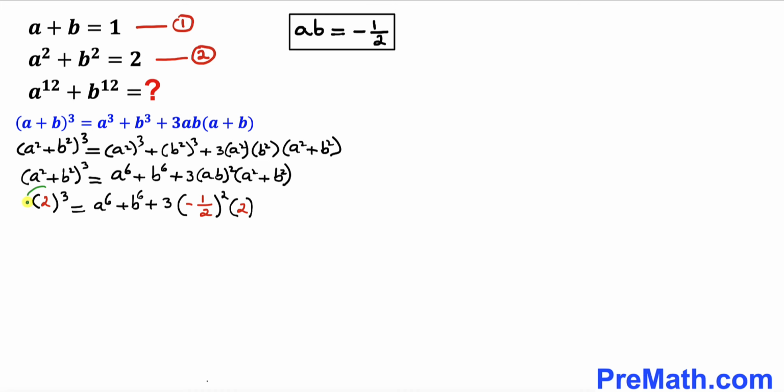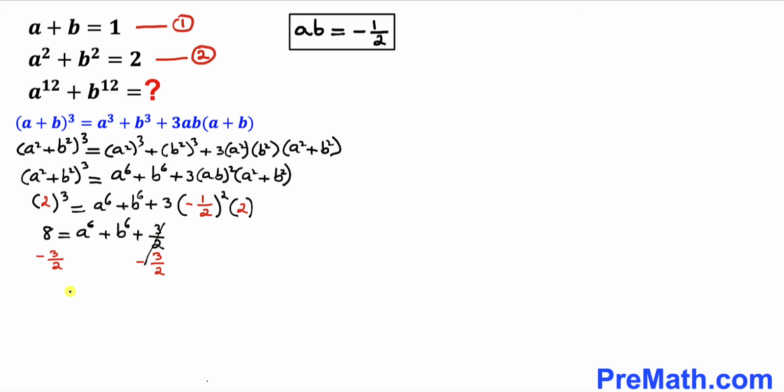And now we can see 2 power 3 is simply 8 on the left hand side. And now let's focus on this -1 divided by 2, and then power 2 is same as writing 1 divided by 4. So therefore this whole thing is going to become 3 times 2 is 6 times 1 divided by 4, and 6 times 1 divided by 4 is same as 3 divided by 2. So therefore this equation is going to become 8 equal to a power 6 plus b power 6 plus 3 divided by 2. And now let's go ahead and subtract 3 divided by 2 from both sides.